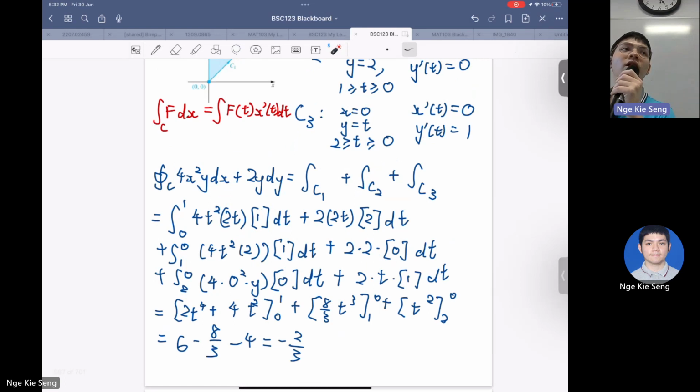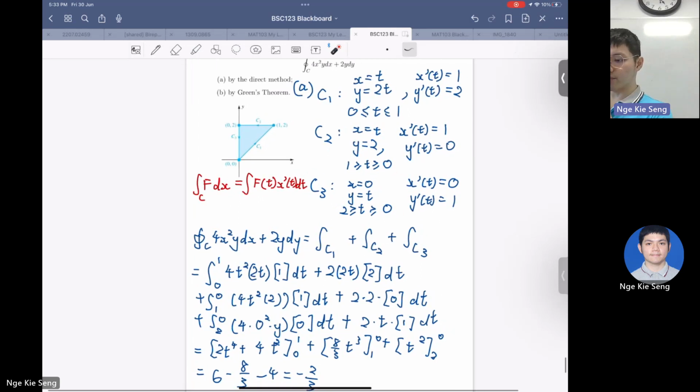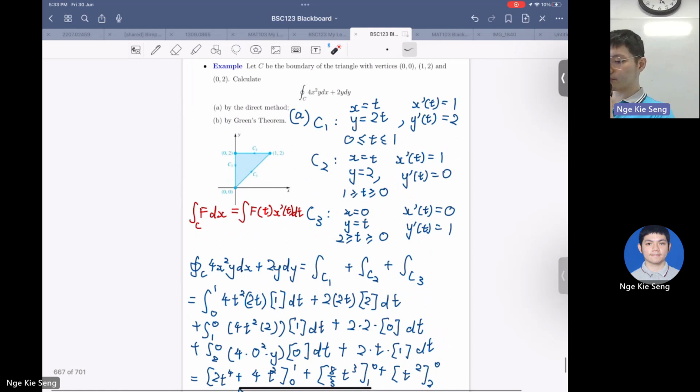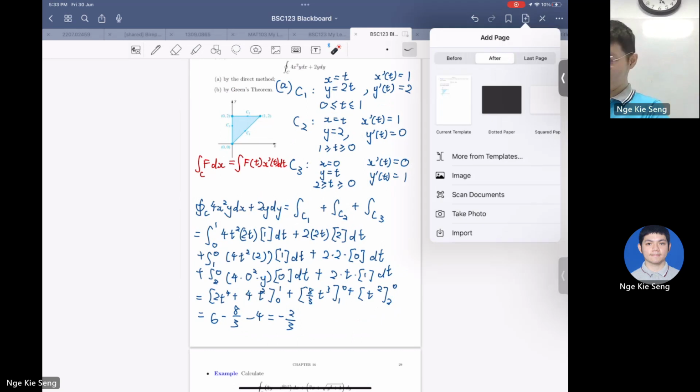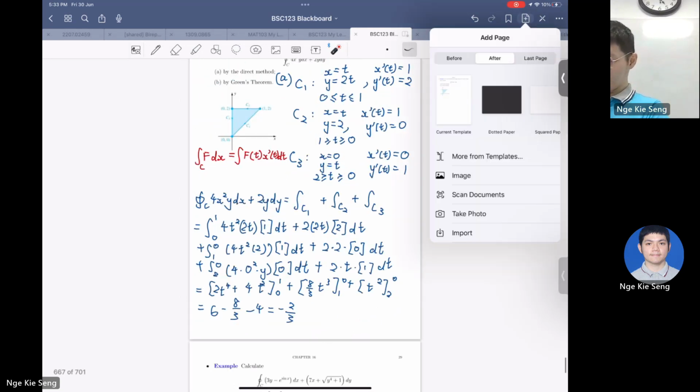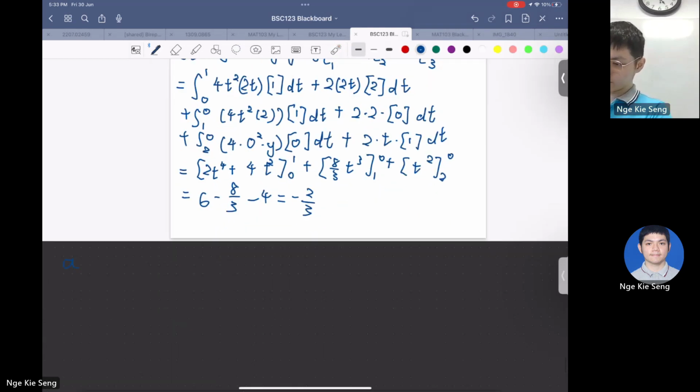Okay, so next, we want to use Green's theorem to check it. So why can we use Green's theorem? Because this is a closed curve: simple, closed, piecewise smooth, positively oriented. So it bounds this region here. Okay, so how do we turn this into Green's theorem? So let me write.